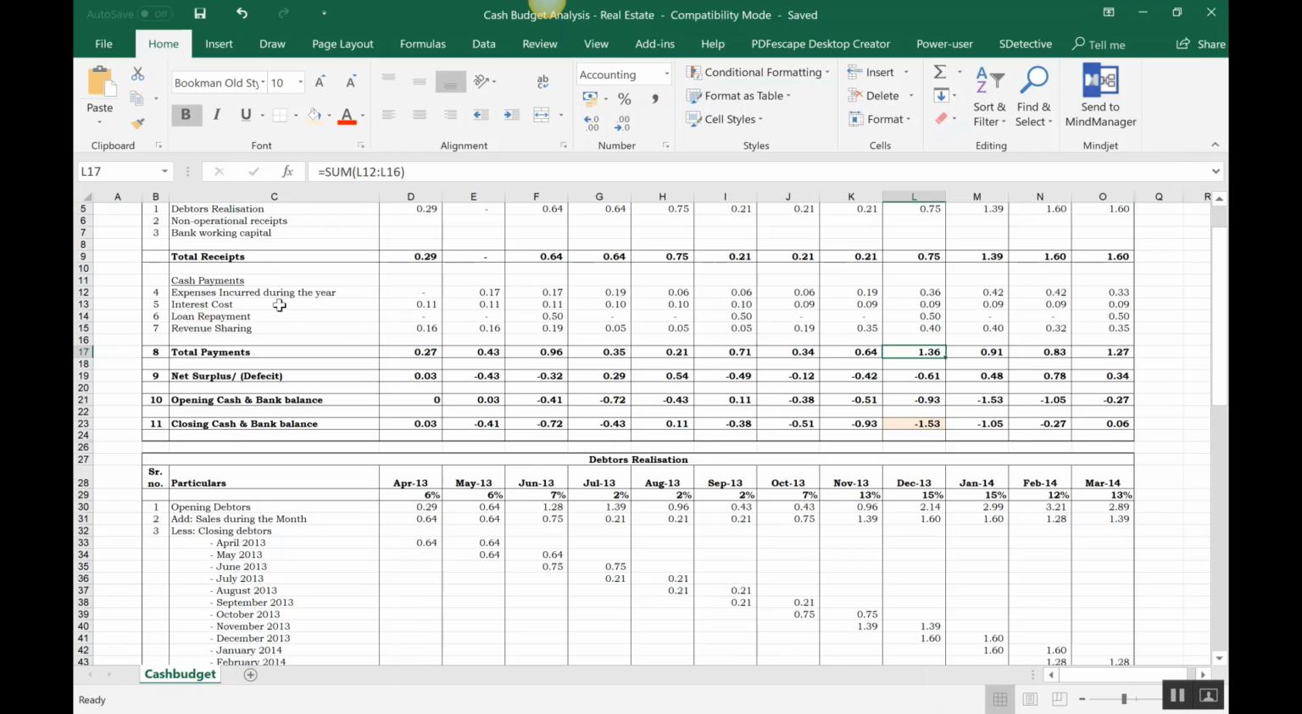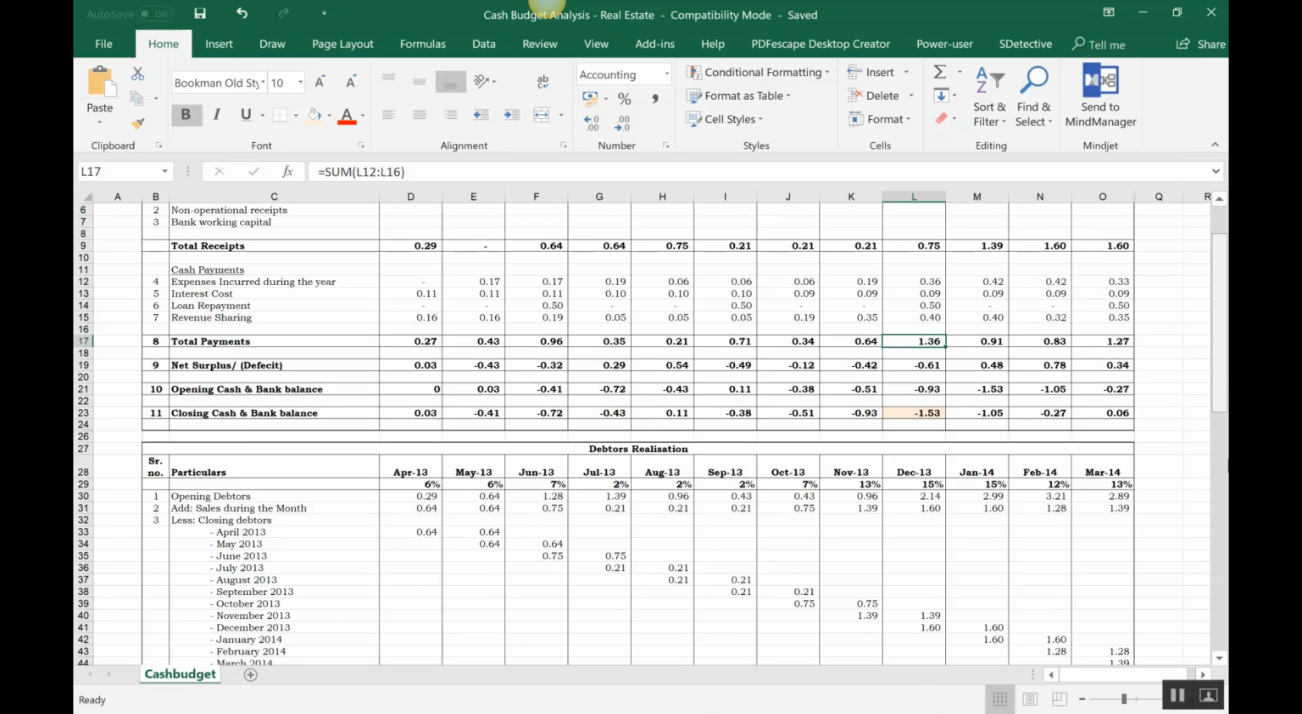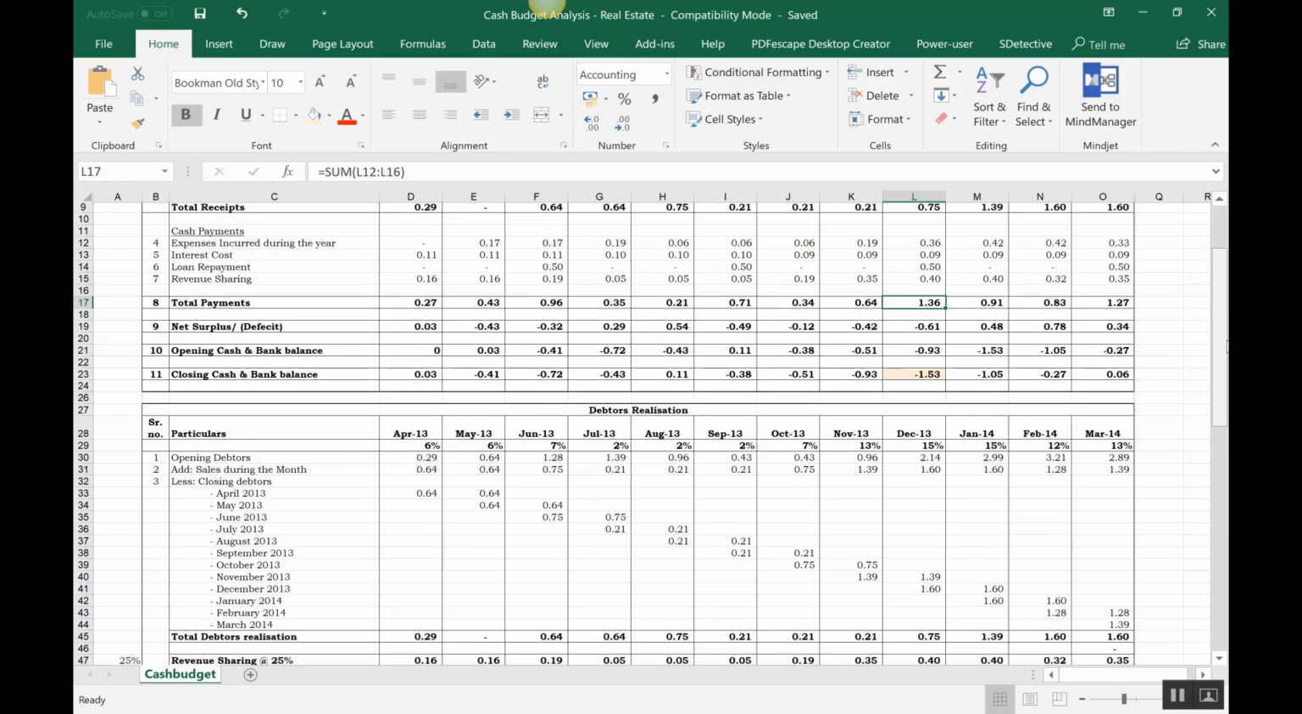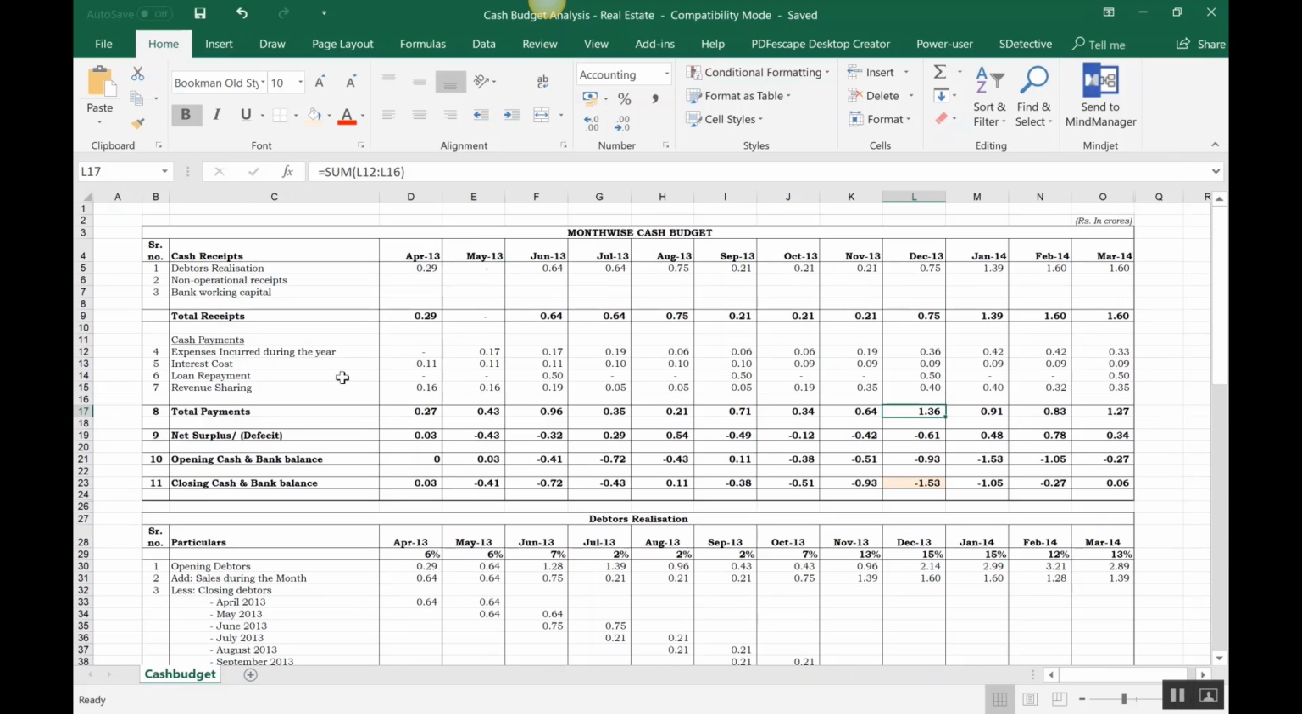On the expenses side, we see expenses incurred during the year. These are certain expenses which get incurred, right? So that is taken from this segment, which is the payment to creditors, right? It starts with opening creditors, then expenses incurred during the year are added, and less closing creditors, basically the payable that has been paid out, right? So that's how the computation is done.